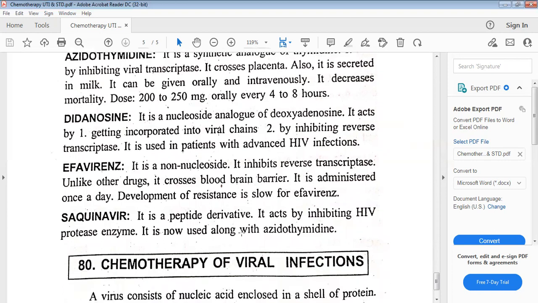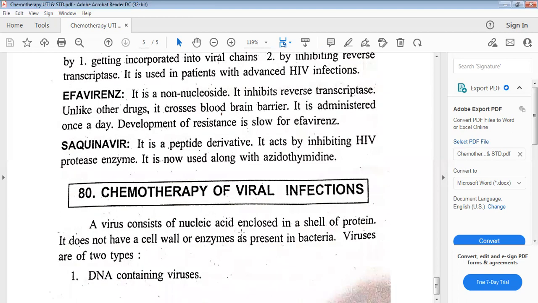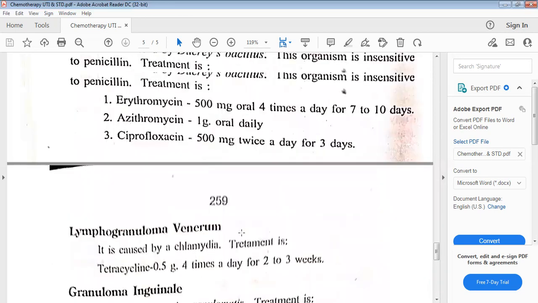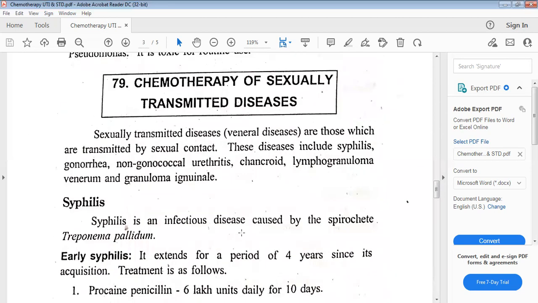Then we have saquinavir, which is a peptide derivative. This will inhibit an enzyme called HIV protease enzyme, and it is common to use this saquinavir in combination with azithromycin. So this is about the drugs which are used to treat urinary tract infection and drugs used in treatment of sexually transmitted diseases.